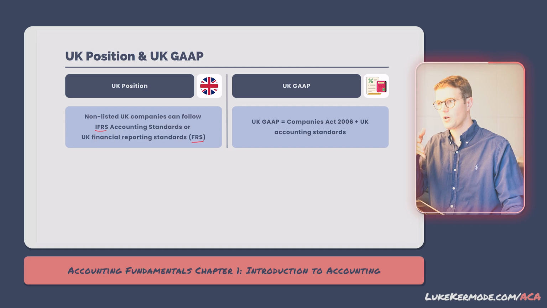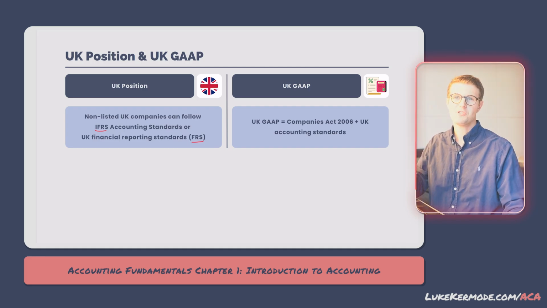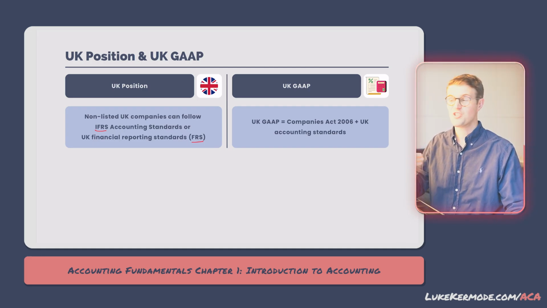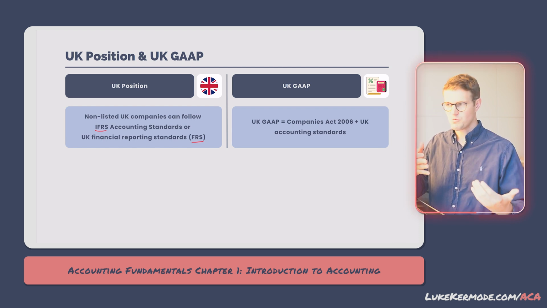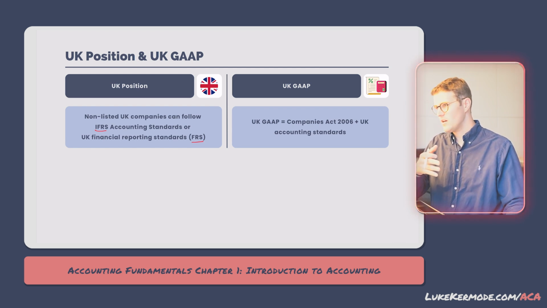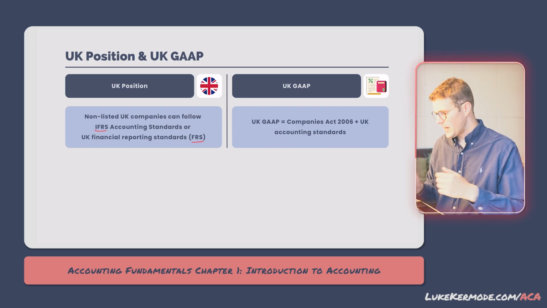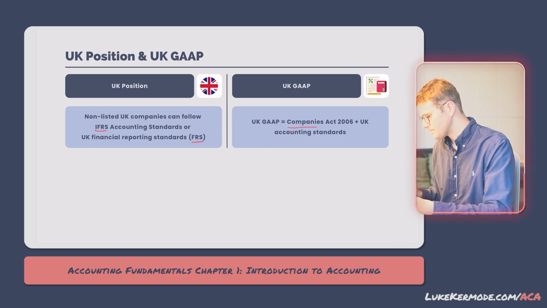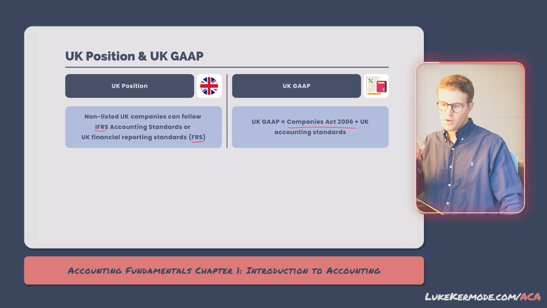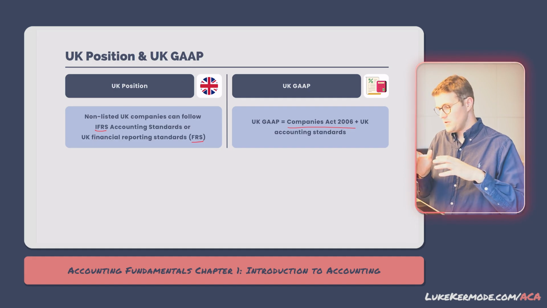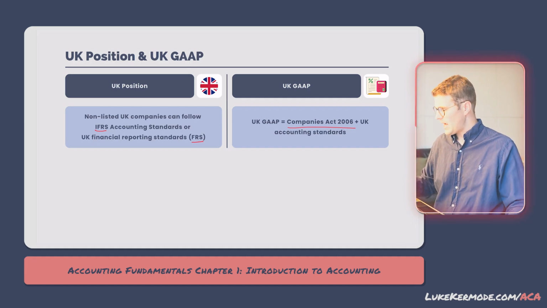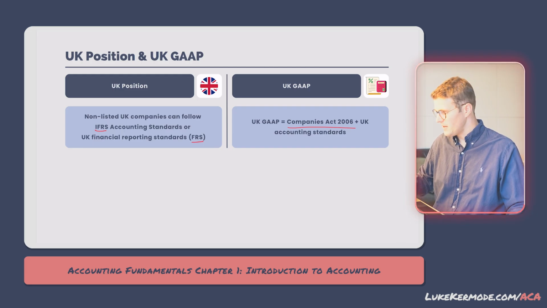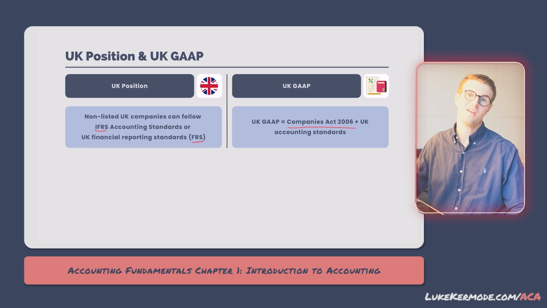FRS 102 is the core standard that applies to most issues in UK financial reporting, and while FRS 102 follows international terminology, the Companies Act follows and uses UK specific terms. As a result, non-listed companies in the UK typically use the Companies Act format, even when applying UK GAAP. And we'll explore some of these differences further in the section on company financial statements later in the module.